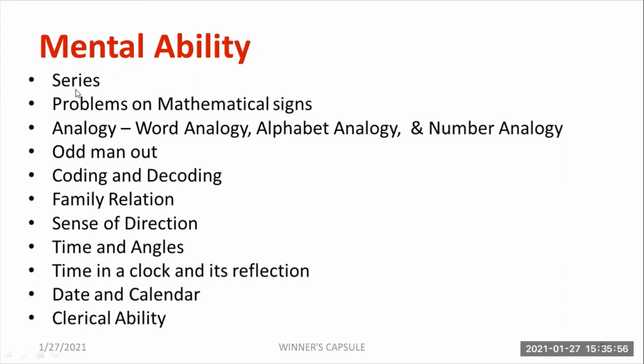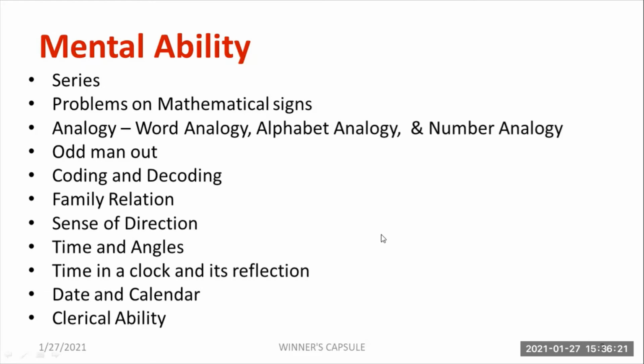Regarding mental ability, series, completion of the series, then problems on mathematical science. Then analogy, word analogy, it may be alphabet analogy and number analogy. And you will be having a group of things or group of series. From that, you have to identify a particular thing which is odd from the series. That means odd man out. Coding and decoding is also very important.